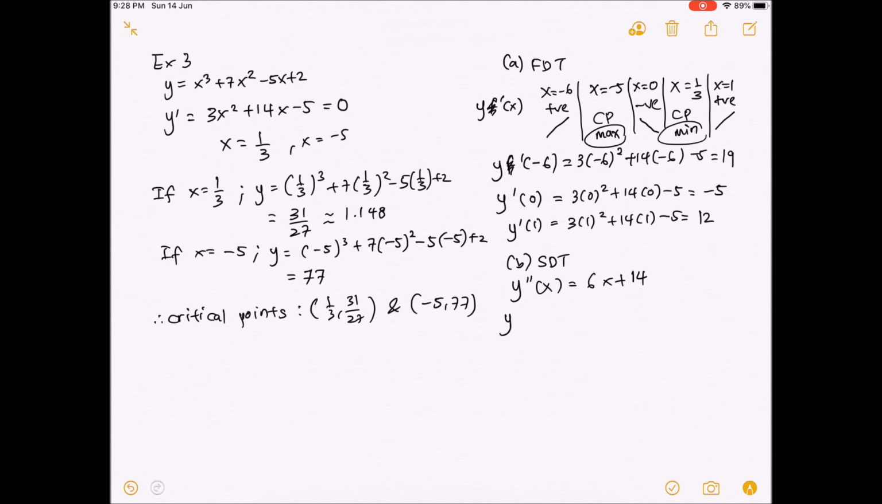Okay, so I test my first critical point, which is -5. I will have 6(-5) + 14, which is -16, and -16 is less than 0. So if you have less than 0, it is a maximum. So I have a maximum at -5, 77. Okay, and then my second critical point is 1/3.